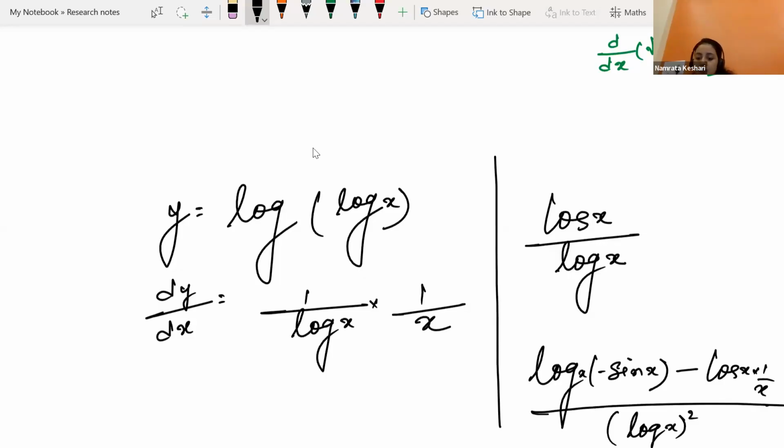Okay, this is how we'll be doing. So we are done with this exponential function. However, let me check if any different type of question is there which we can discuss over here. Just a second.